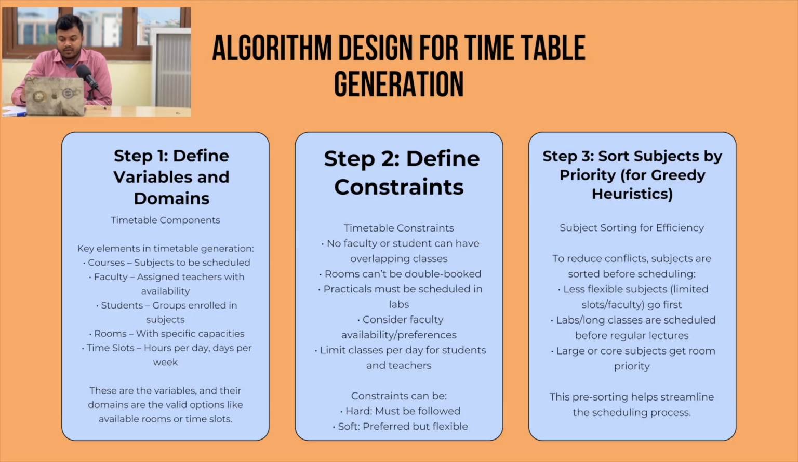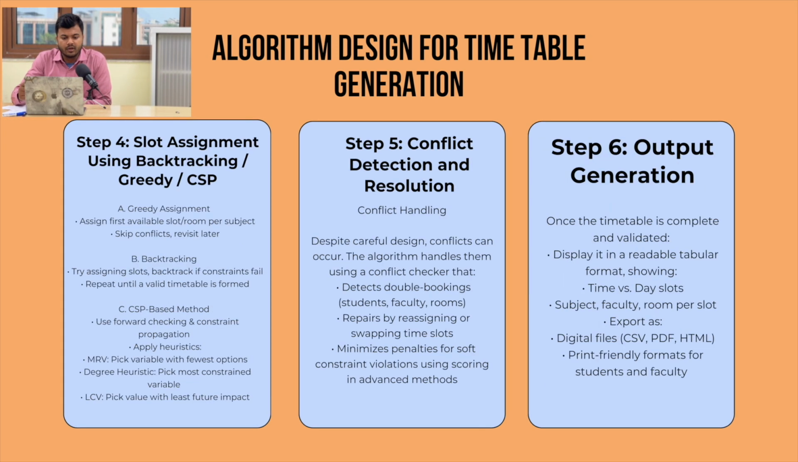Less flexible subjects, labs, and long classes are scheduled before the regular lectures. Large or core subjects get room priority. The priority sorting helps streamline the scheduling process. Step 4 defines the slot assignment using backtracking, greedy, and CSP.